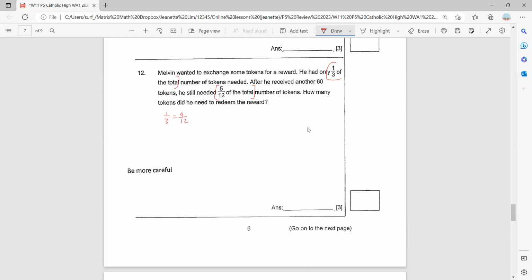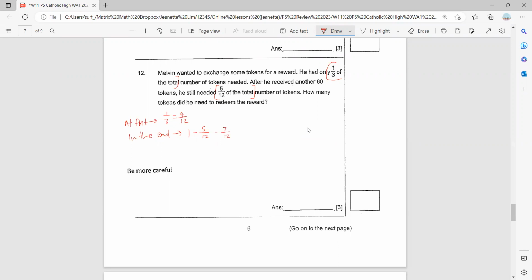This is what he has at first: 4/12. In the end, after receiving 60, what fraction does he have? He still needed 5/12, so I should find what he has by subtracting 5/12. He still needed 5/12, which means he has 7/12.